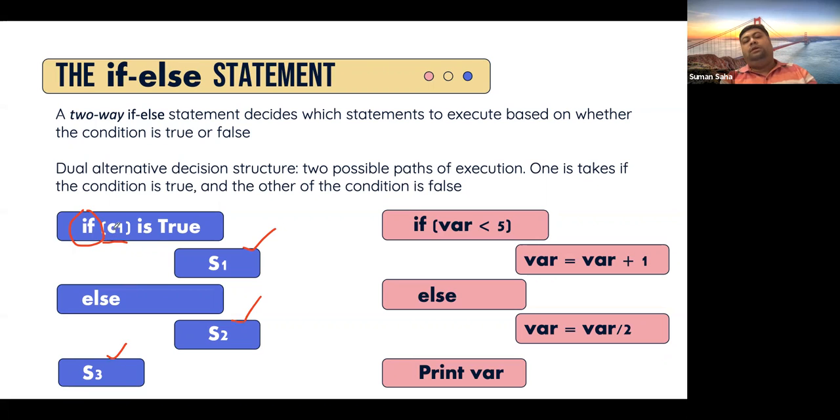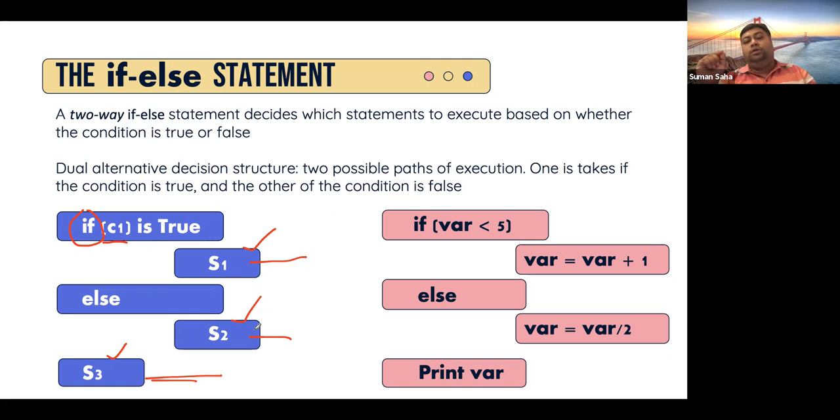Just imagine if your condition is true. Then what would happen? You execute statement 1, then you execute statement 3. Now imagine that your condition is false. So what will happen? You execute statement 2, then statement 3. So which one would be executed, statement 1 or statement 2, would be based on conditions.